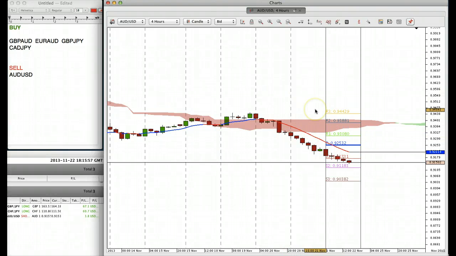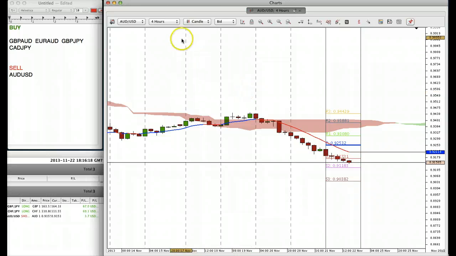You could use a 21. I like using a 10 because the 10 is actually an entry moving average line, whereas the 21 moving average line gives you directional bias. I like using the 10 because it tells me when to get in the trade. For example, here I would have taken a trade when it broke below the 10 moving average line.